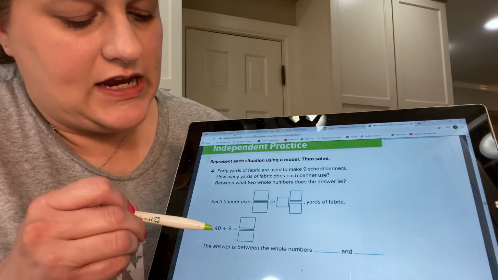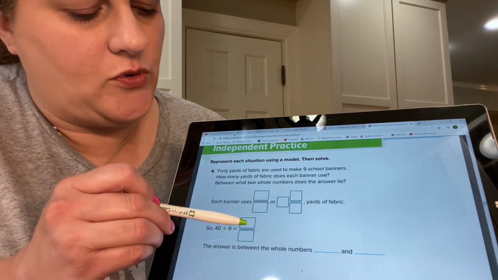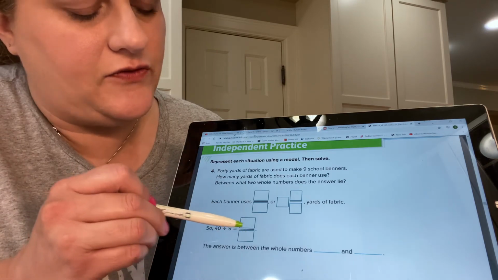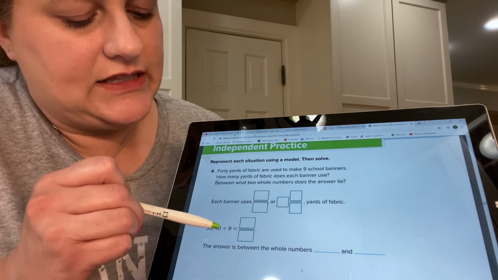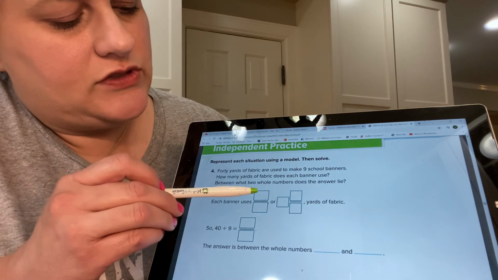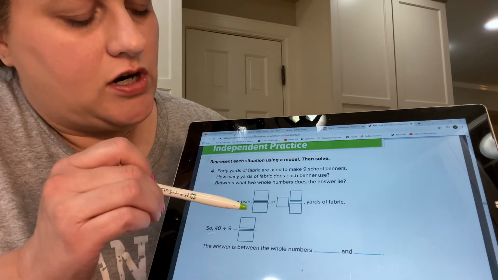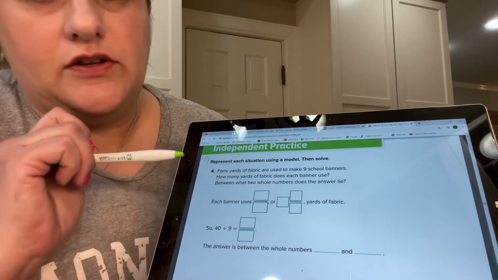This is how you would write it as the division problem, 40 divided by 9. So that would look like 40 over 9, because this line in a fraction actually means the same as the division symbol. So each banner uses 40 over 9, or you can do your division.